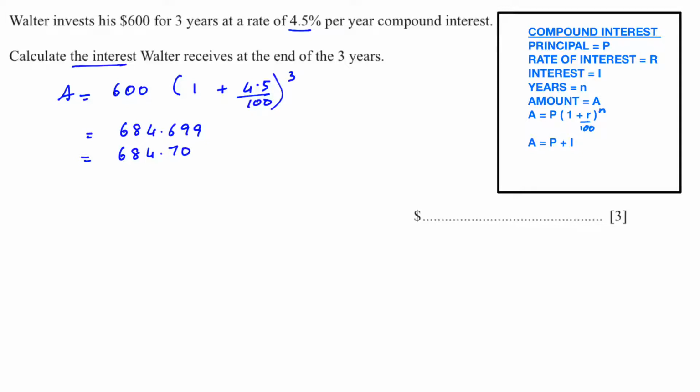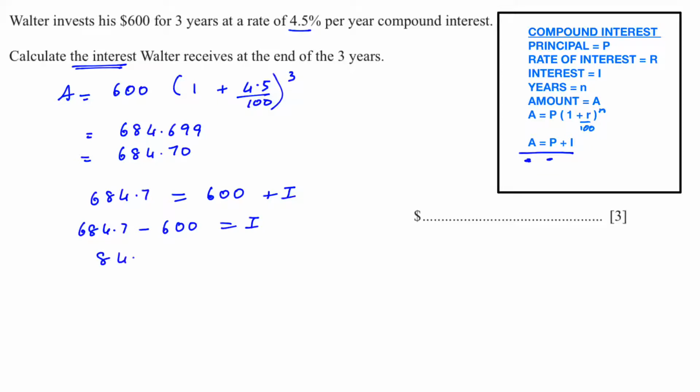But they don't want the amount, they want the interest. That's the time we are going to use this formula. Amount is equal to principal plus interest. We have got the amount, we have got the principal, we need the interest. So replace amount with 684.7. Principal is 600 plus I, the interest. So 684.7 subtract 600 will give you the interest, which is 84.70. That is the interest that you have. So the answer is $84.70.